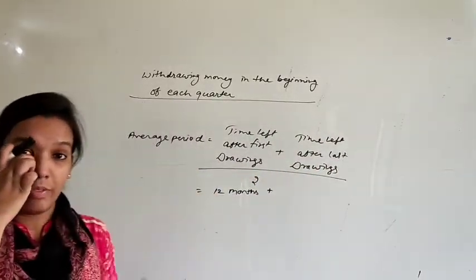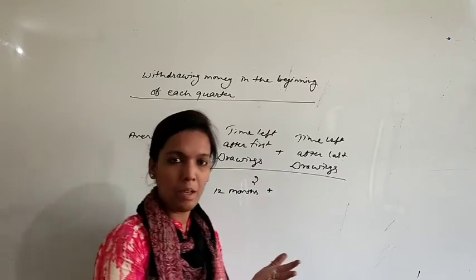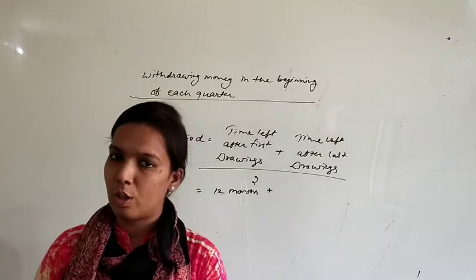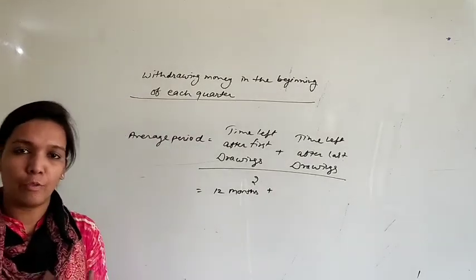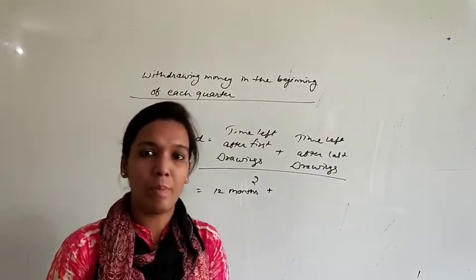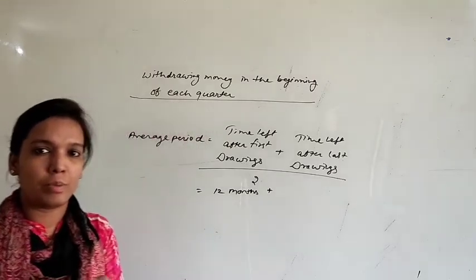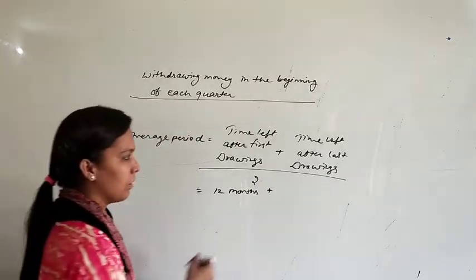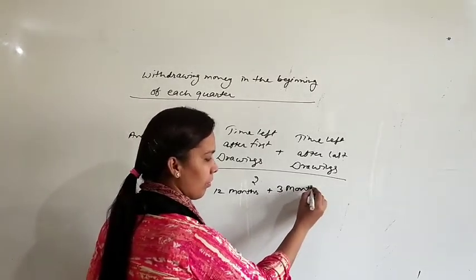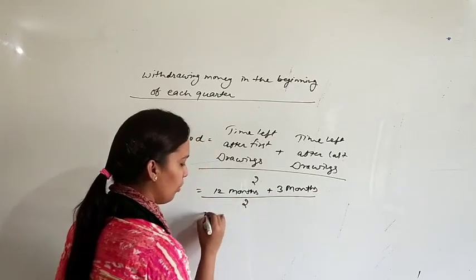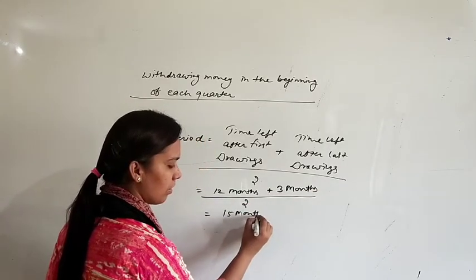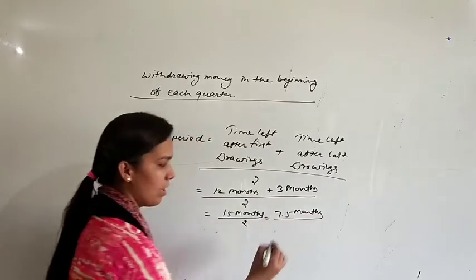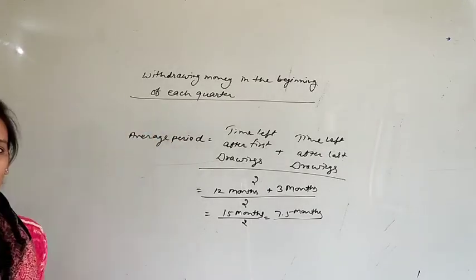April, May, June, this is the first quarter. July, August, September, this is the second quarter. October, November, December, this is the third quarter. And the fourth quarter, that is the last quarter, January, February, March. It means you will withdraw money last from the business in January. So after the last drawing, you will have 3 months left. Divide by 2, it means 15 months upon 2. So you will calculate interest for 7.5 months in the case of beginning of each quarter.